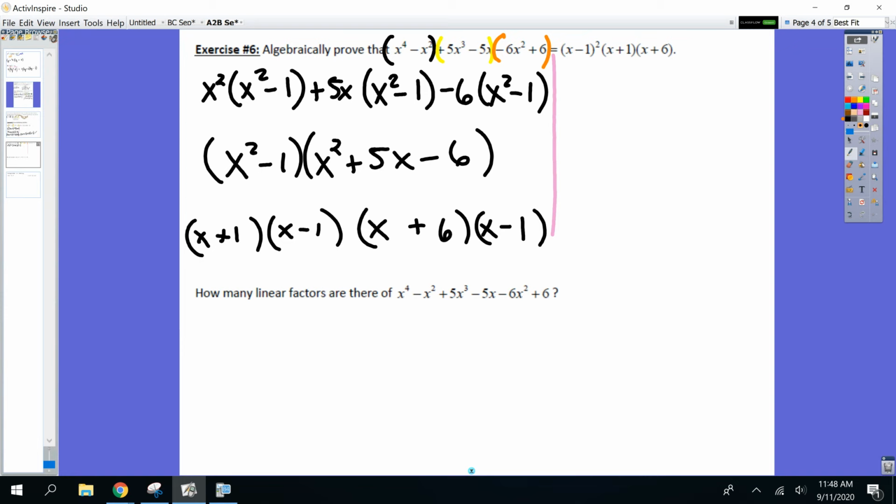Hey guys, notice the right side says x minus 1 all squared. How do I get that? Well, how many x minus 1s have I written down on the left? Take a look. How many x minus 1s? I got 2 of them.